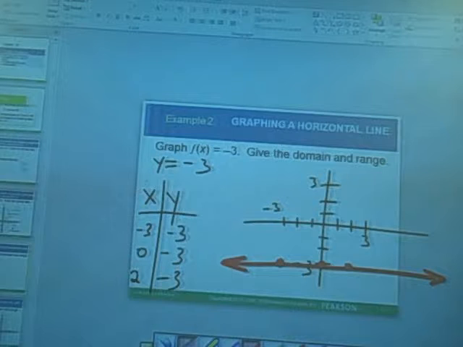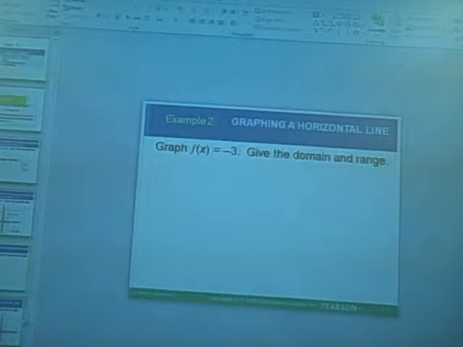So you don't necessarily have to show the table of values here, but it may help you to do that. Okay? Alright, questions with that? Alright.